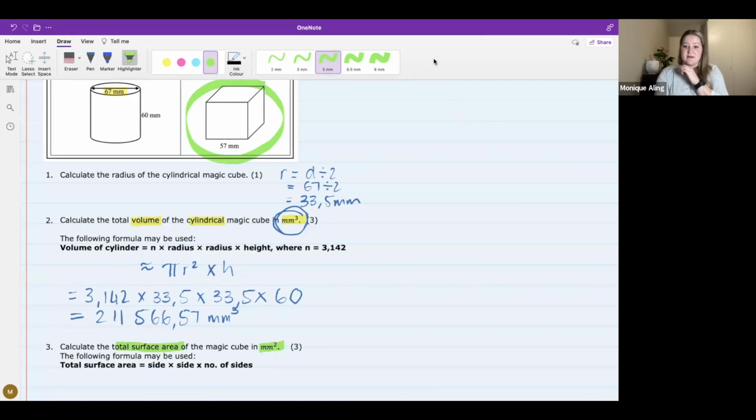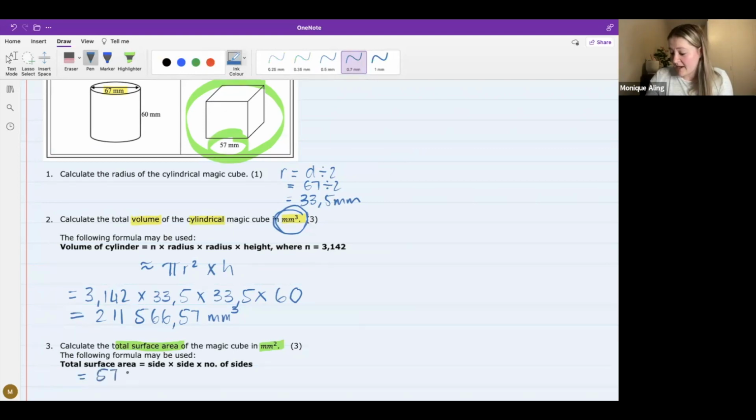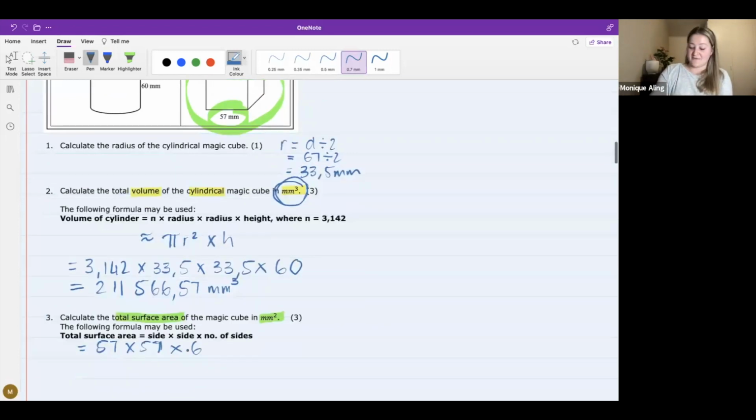Okay, so let's have a look. The formula, again, is slightly different to the one we are used to. They said side times side. So we take the side, which is 57, times 57, because it is a cube, and we times by the number of sides, and a cube has 6 sides. Okay, and then that gives you an answer of 19,494 millimeters squared.